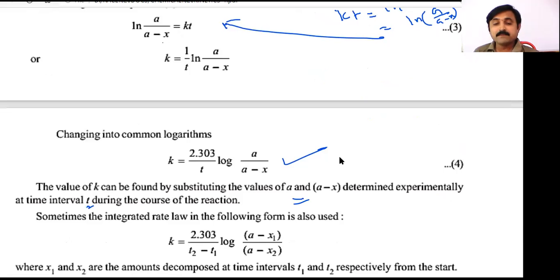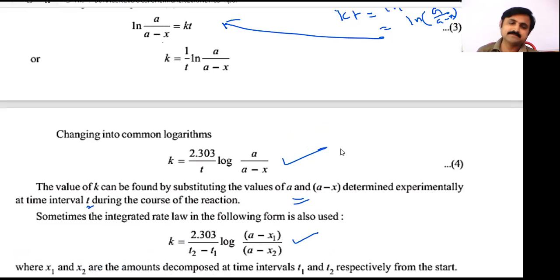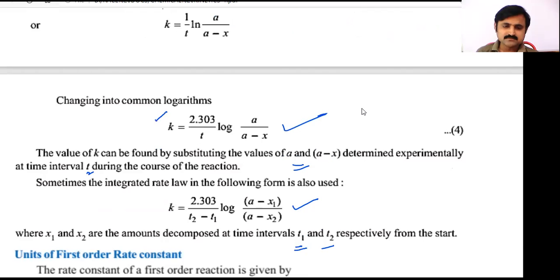And sometimes what will happen, the integrated rate law can also be written like this: k equals 2.303 by t2 minus t1 log of a minus x1 by a minus x2, where x1 and x2 are the amounts decomposed in two intervals t1 and t2 respectively from the start. So how did these two things come? These two things came from the above formula only.